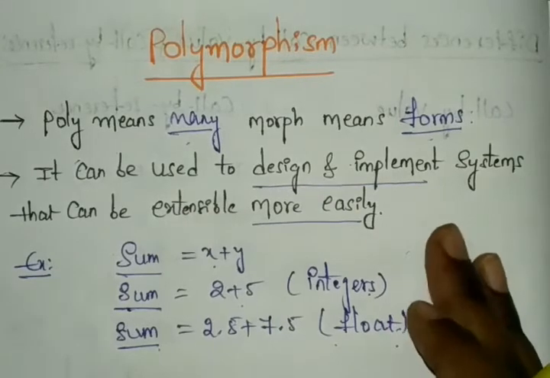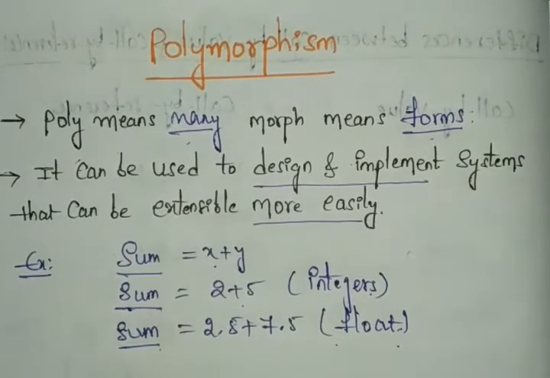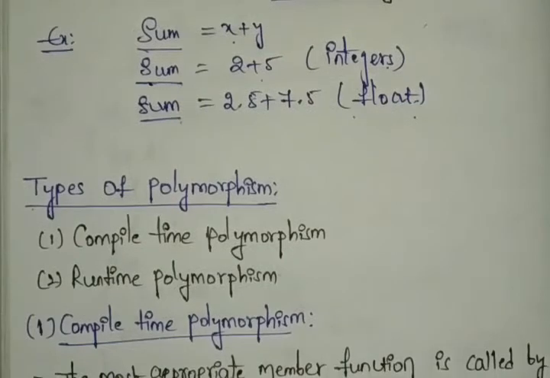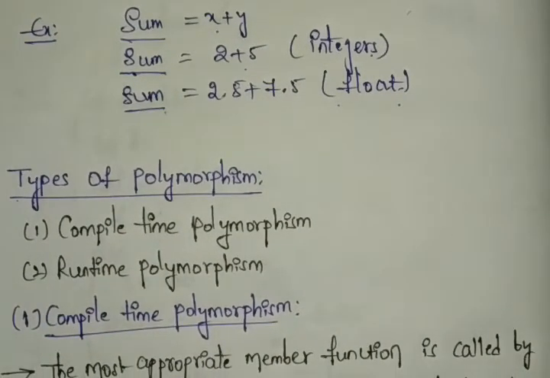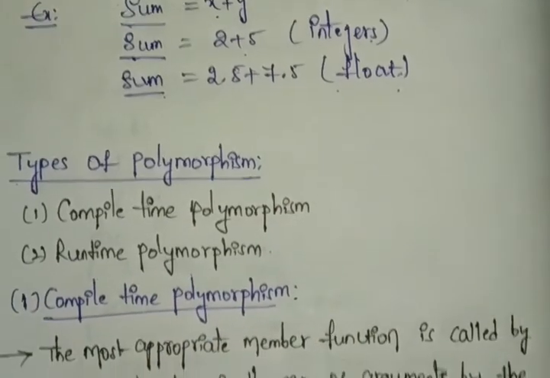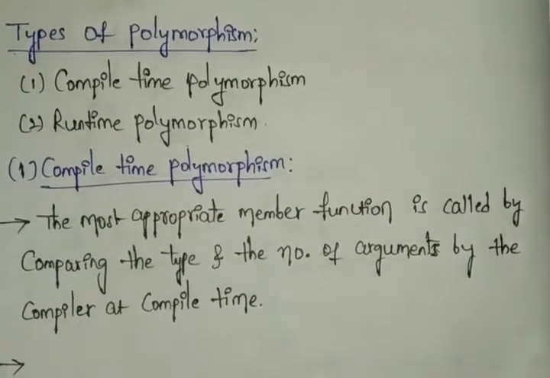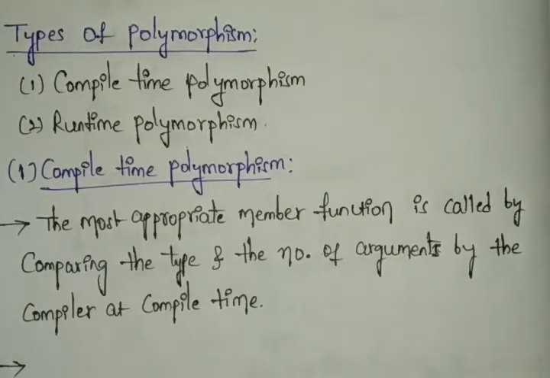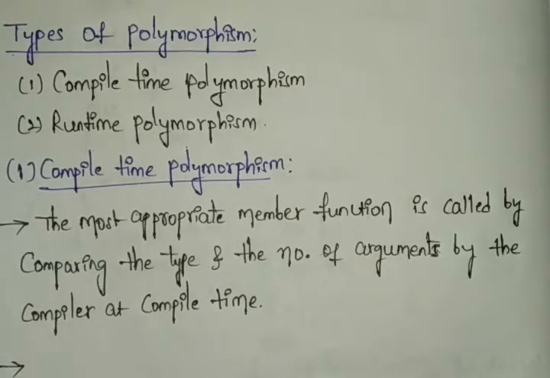So here we have two types of polymorphism. Let's see what types of polymorphism we have. We have compile time polymorphism and runtime polymorphism. Let's see the first one, compile time polymorphism. Compile time means whenever you are writing programs, if you're getting errors at compile time, we can solve them easily. It shows where we got the error, in which line, and everything about the process.